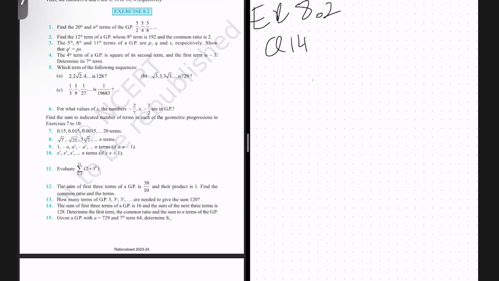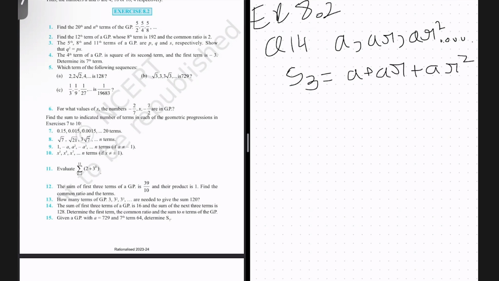So I'm just going to assume 3 basic terms. Let us assume that the GP is going to be of the form a, ar, ar square, and so on and so forth, right? This is going to be my GP. So the sum of the first 3 terms, let us denote that by S of 3, is going to be nothing but a plus ar plus ar square. And that has been given to us as 16, right? Now what I can do is take out a common from these 3 terms and express 16 as a into 1 plus r plus r square, right?